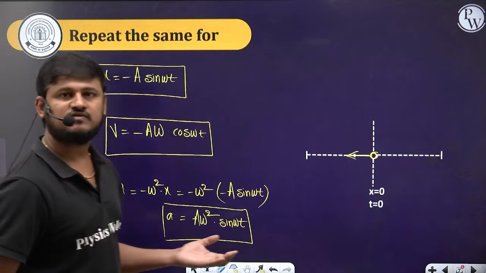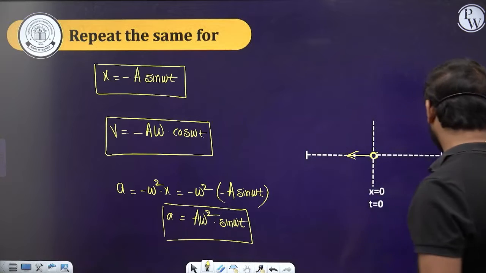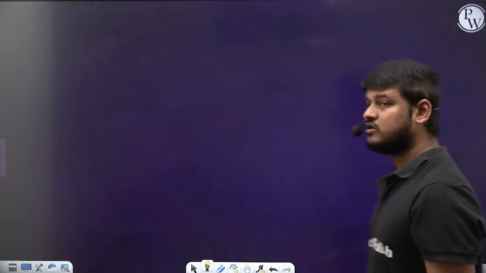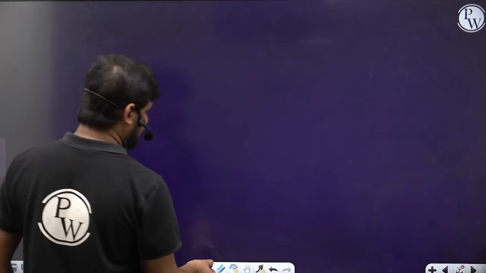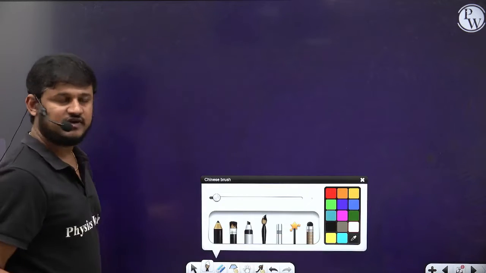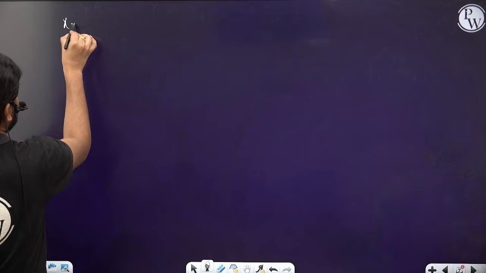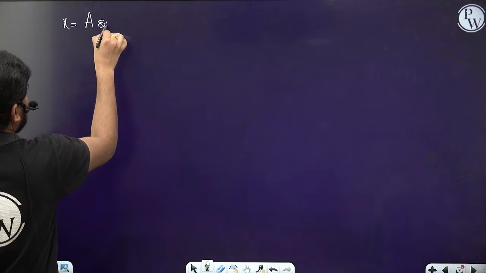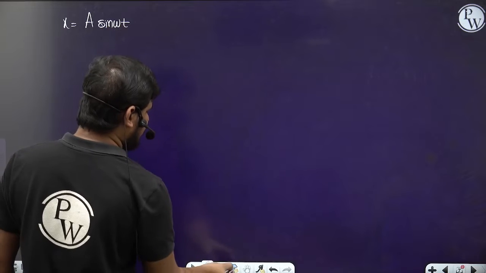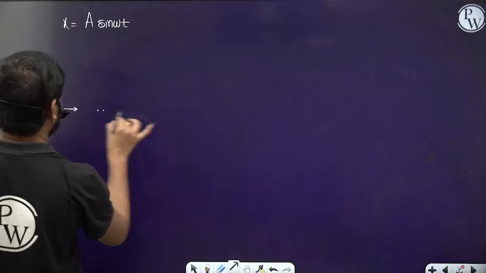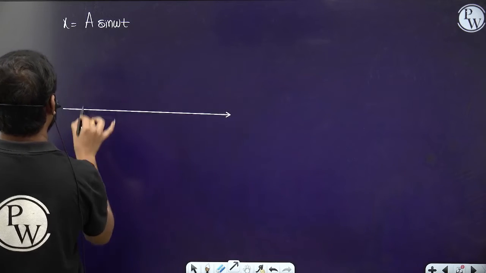See, we can draw graphs for these also. I forgot for the previous one, so let me draw the graphs also. First we draw the x versus t curve. So x is equal to a sin omega t. Now if you draw the graph for this equation.